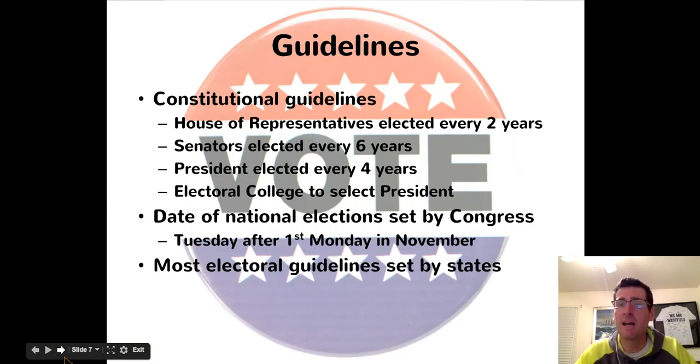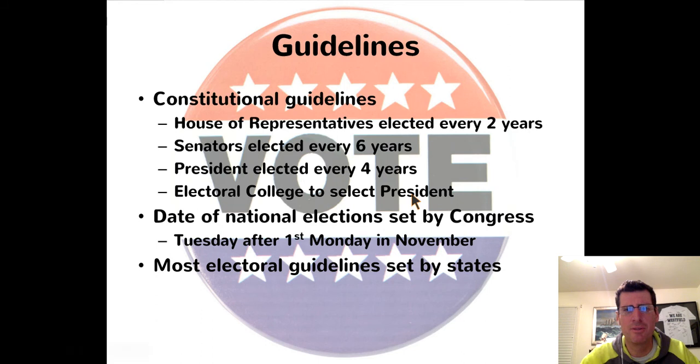All right, there are some guidelines for elections set out by the Constitution and other areas. The Constitution sets terms for different elected officials. In the House of Representatives, they're elected every 2 years. Senators are elected every 6 years. The president is elected every 4 years. And through a very, very complicated and not really much used outside the United States system, the Electoral College is used to select the president. We will get to the Electoral College in another video because it can be a little confusing, and it can be very simple, and it just depends on how you look at it.